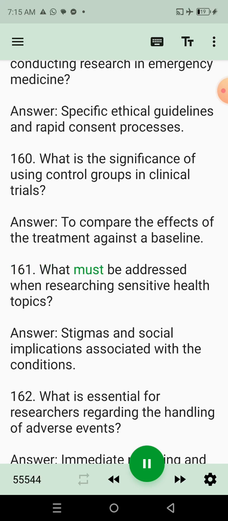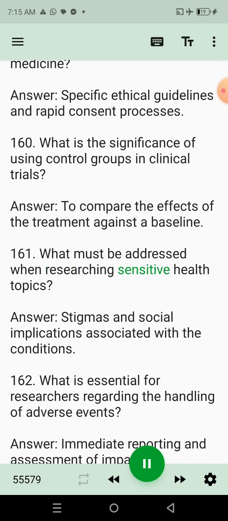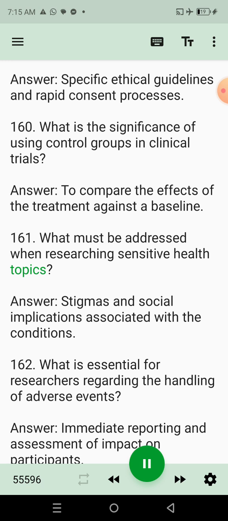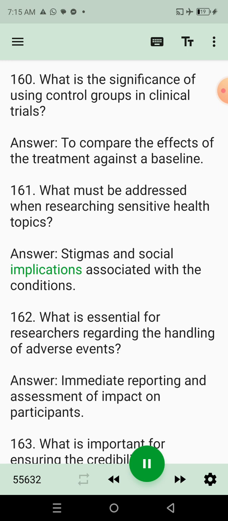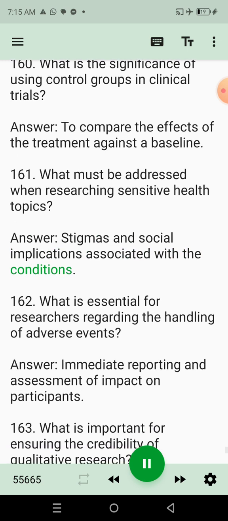161. What must be addressed when researching sensitive health topics? Answer: Stigmas and social implications associated with the conditions.